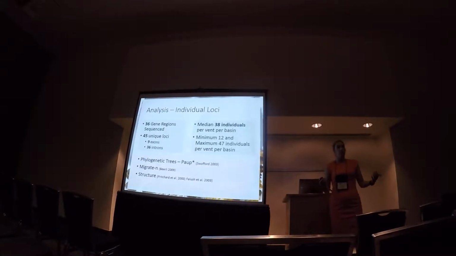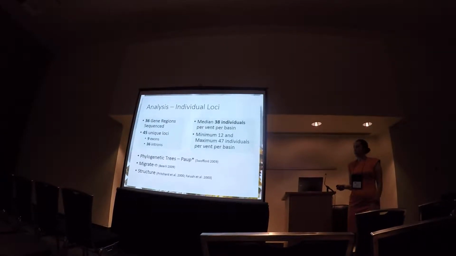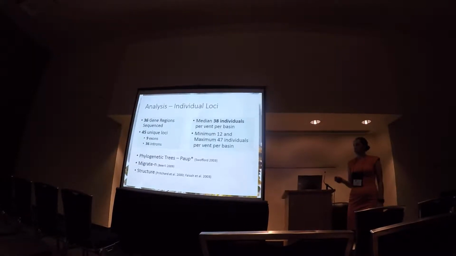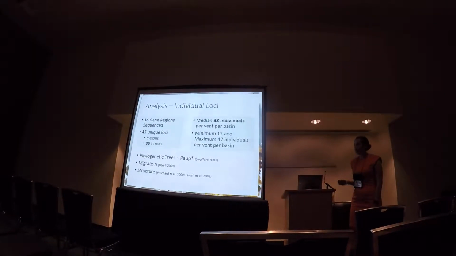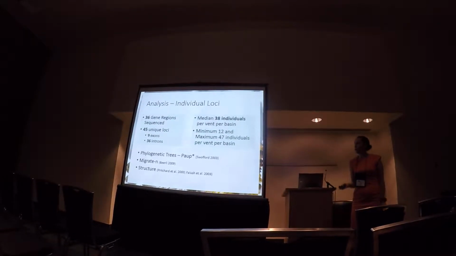And so what I was saying before is that we're able to do multiple types of analysis. So we can build phylogenetic trees using PAUP*, we can do a coalescent analysis using Migrate-N, and we can also look at a clustering algorithm like STRUCTURE. So what did we see?